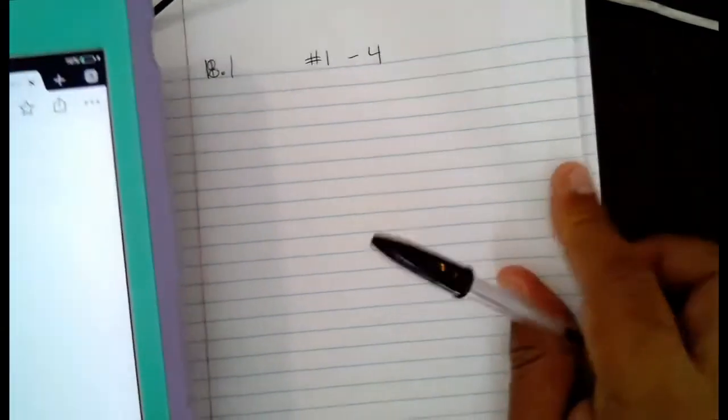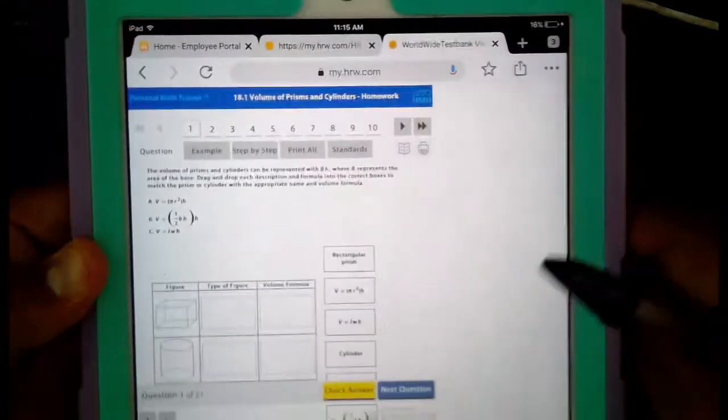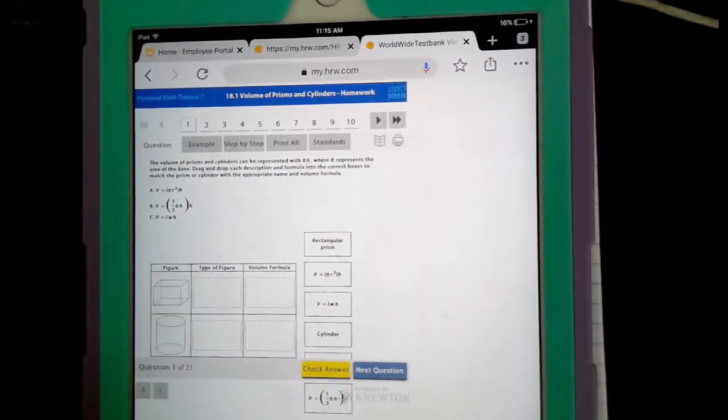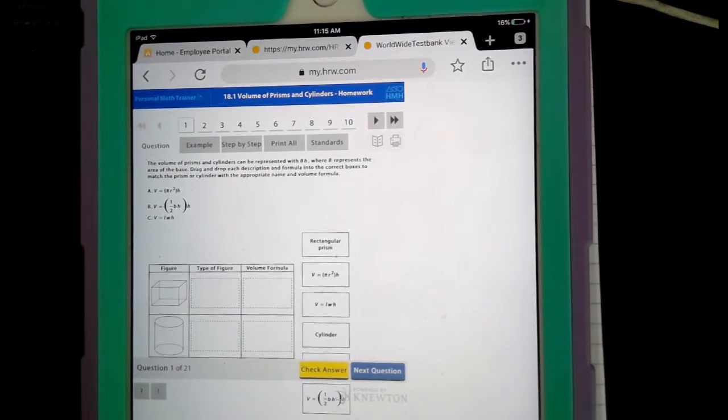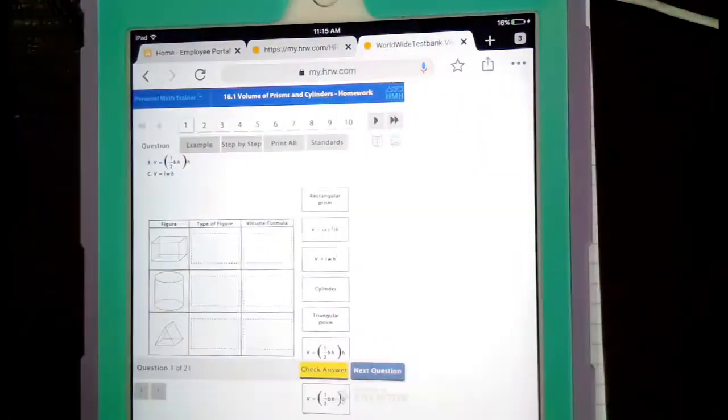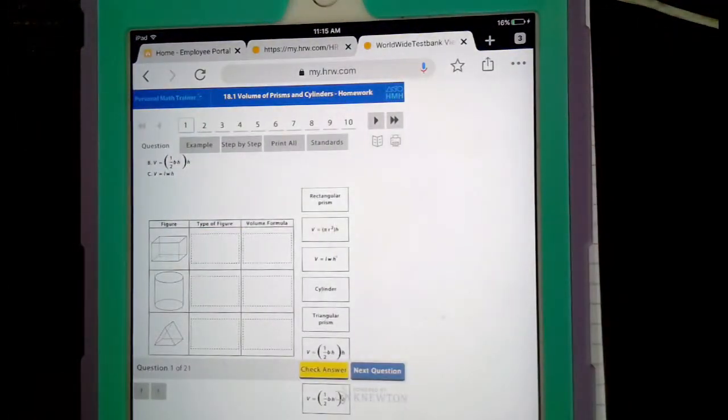All right, welcome class. This is chapter 18, and to be more specific, 18.1. In this chapter, we're doing volume of prism and cylinder. We're going to do questions 1 through 4. The first thing I want you guys to look at is the three figures that we have. This is the main thing that you guys are going to be working on in 18.1.